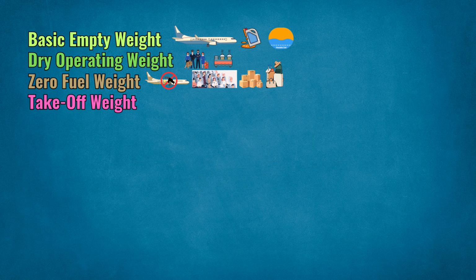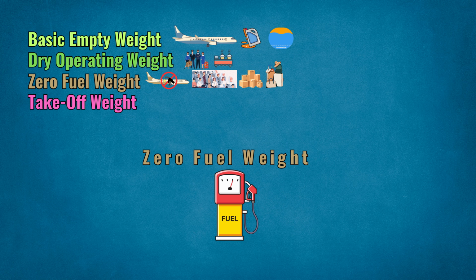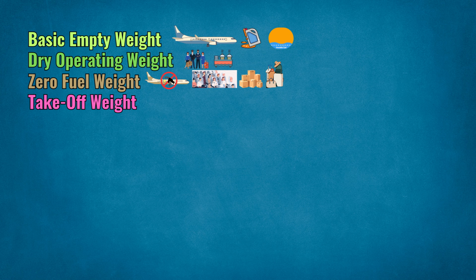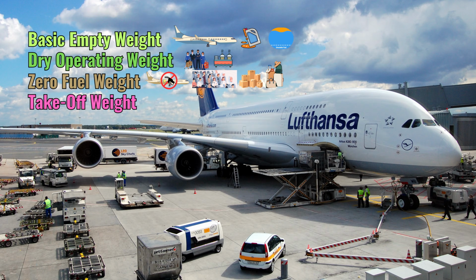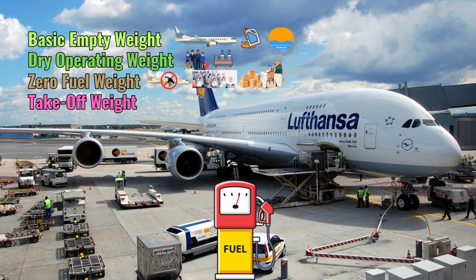Takeoff weight. Takeoff weight is the weight of the airplane just before the brakes are released to begin the takeoff roll. This weight includes zero fuel weight, plus all the usable fuel needed for the flight. It's essentially your ramp weight minus the fuel used for engine start, taxi, and run-up.